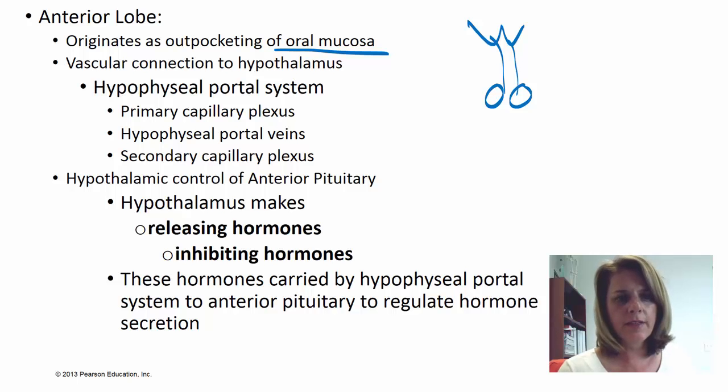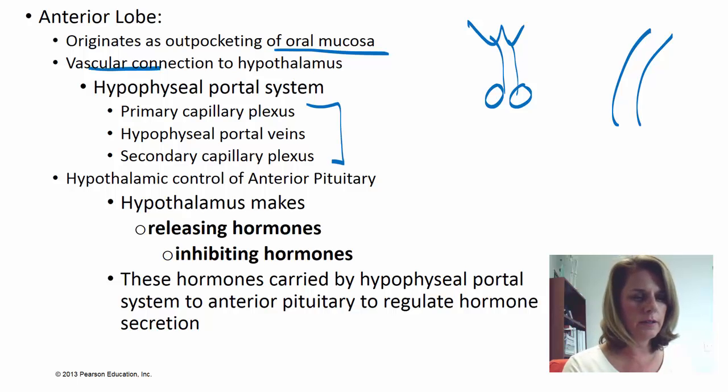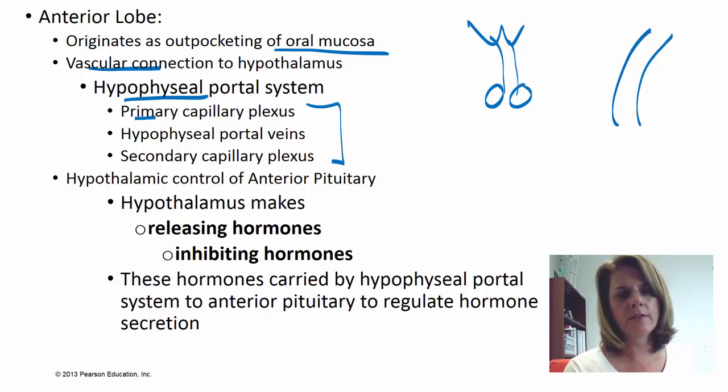It's connected to the hypothalamus through a vascular connection. So in the posterior pituitary, you have those axons, a neural connection between the hypothalamus and the posterior pituitary. With the anterior pituitary, it's a vascular connection, and it's a set of capillary beds called the hypophyseal portal system. So you have a set of capillaries, and then a set of capillaries in sequence. I'll show you a picture of that so you can see what that looks like. But it's two sets of capillary beds kind of back to back.